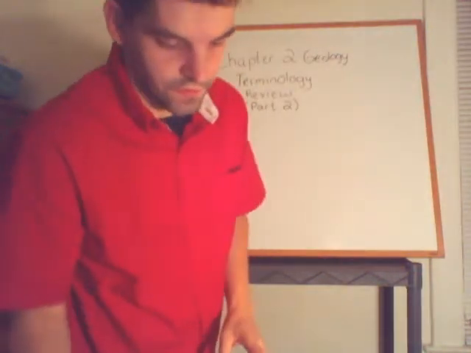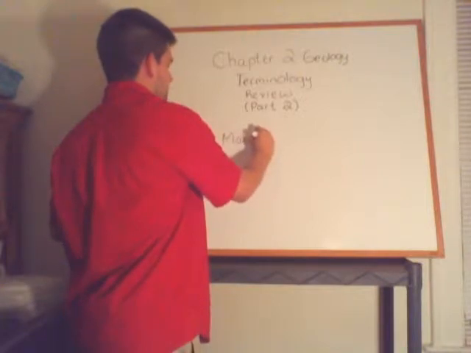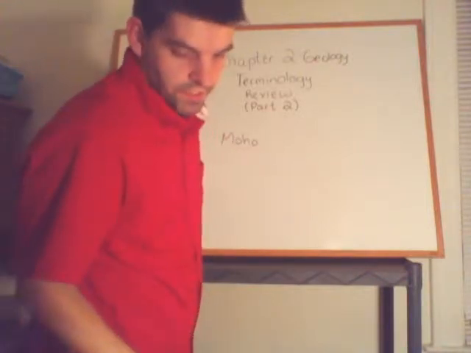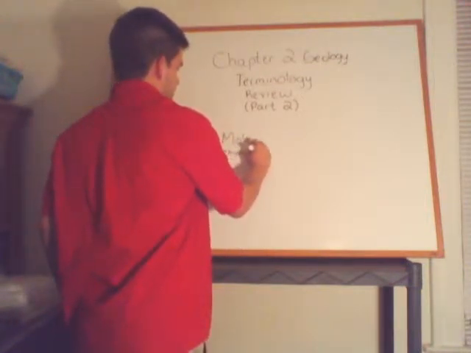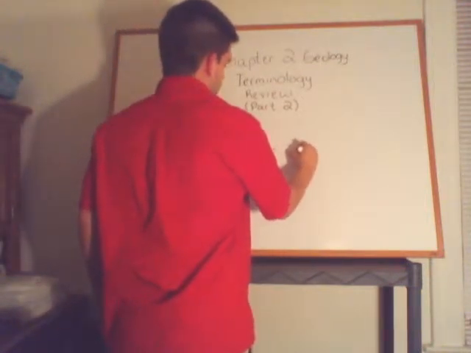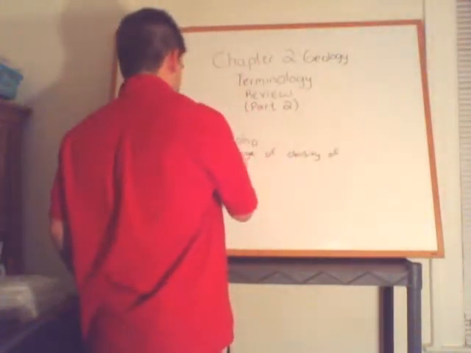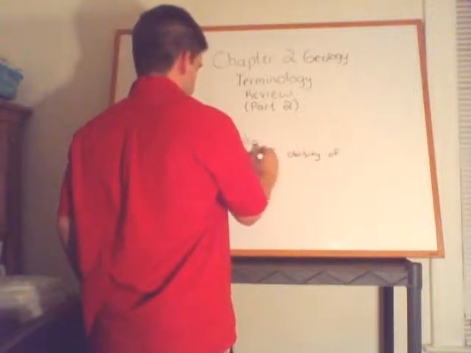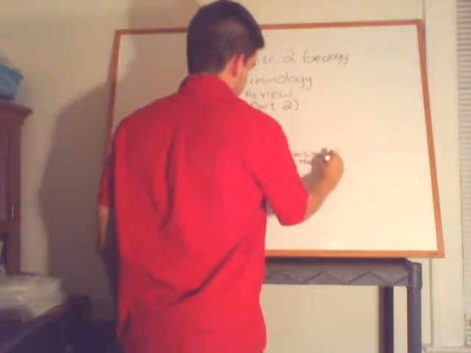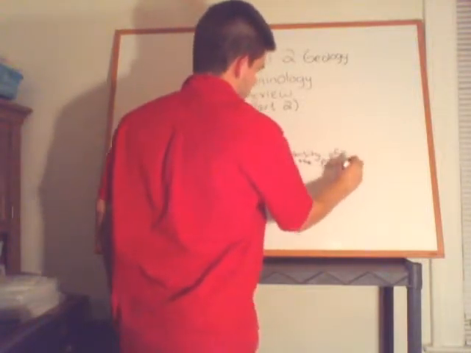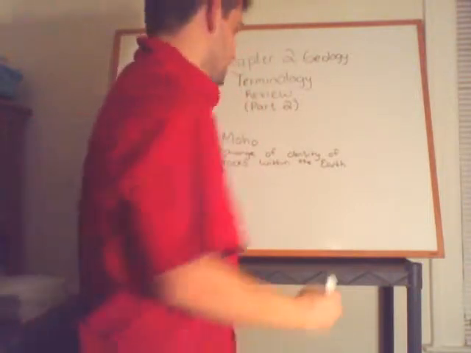Our next definition is Moho. That's capital M-O-H-O. And it is defined as a change in the density of rocks within the Earth, and this change marks the lower boundary of the crust.